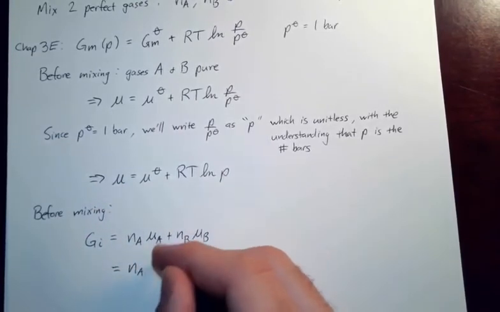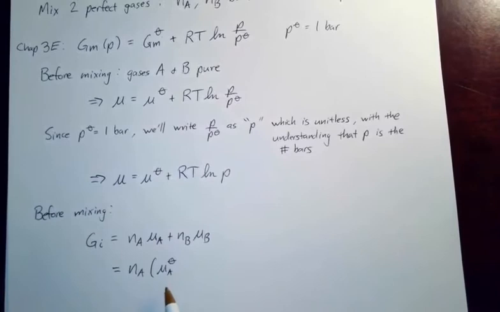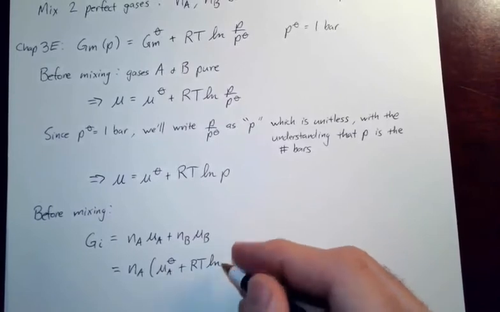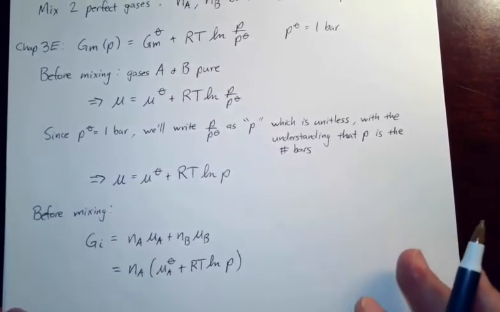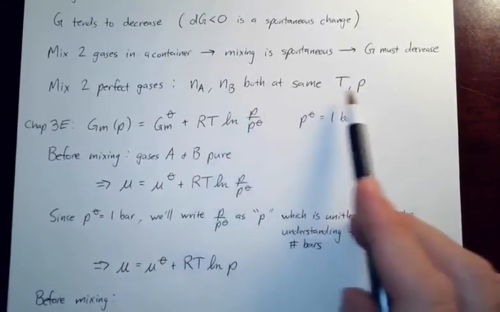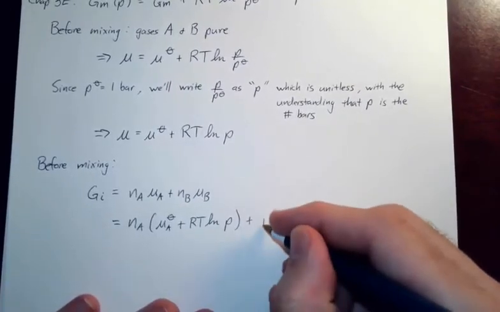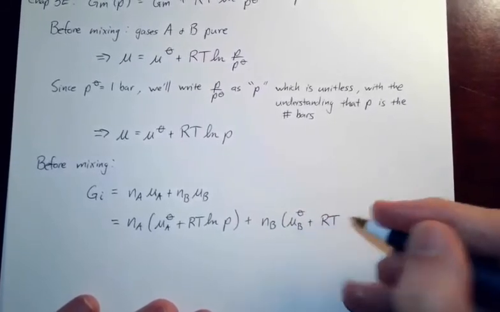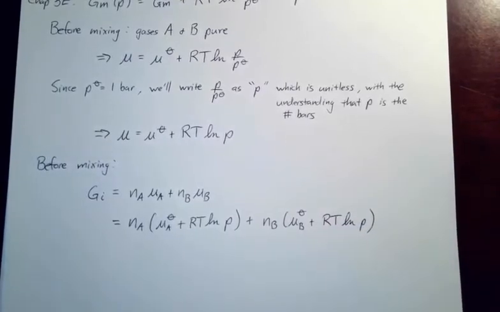So mu A becomes mu A standard. Again, that's a constant, plus RT ln P. Both gases are at pressure P to begin with. Remember I said that earlier, that they're both starting at the same temperature and pressure. And then the second term is just the same thing, but now with mu B. And that's the Gibbs energy before mixing.